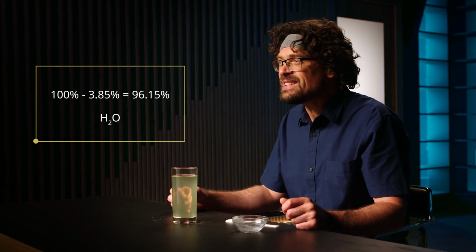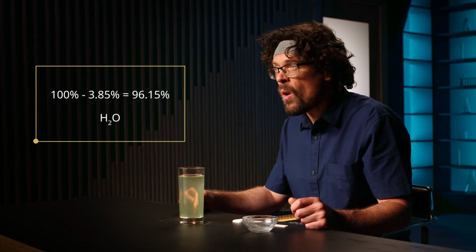The remaining 96.15% is water. Expressing concentration as a percent by mass can be useful. Let's say I'm only going to drink some of the solution, perhaps 75 grams, and I want to know how much powder I'm consuming. Percent by mass is great for this. In our previous calculations, we found that 100 grams of solution contained 3.85 grams of powder. Therefore, 75 grams of solution will contain 2.89 grams of powder.